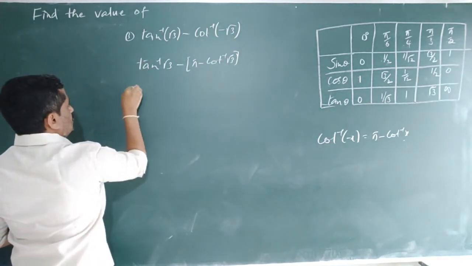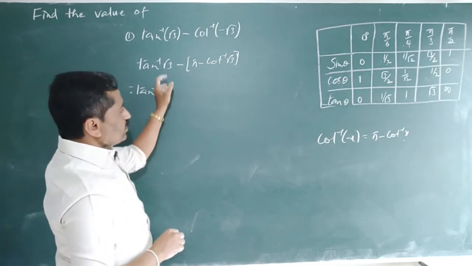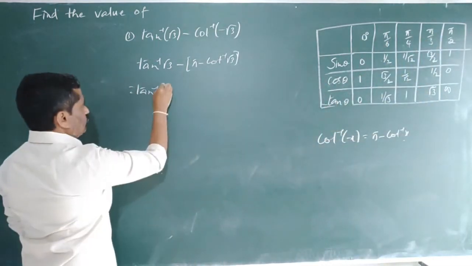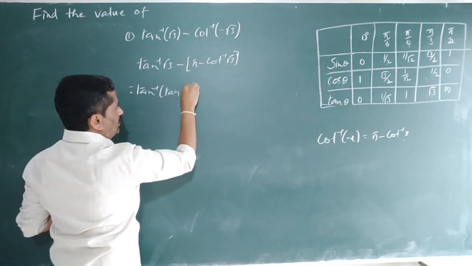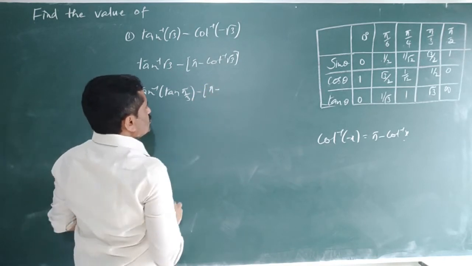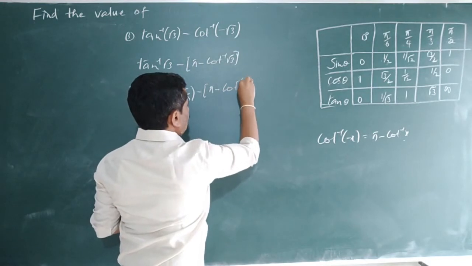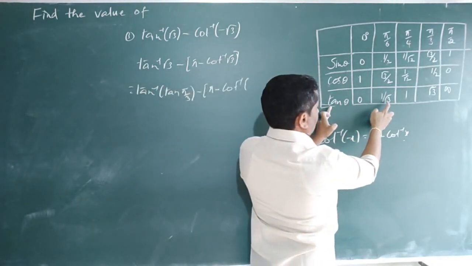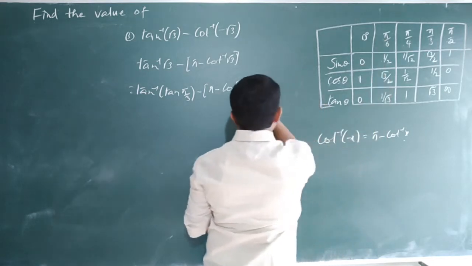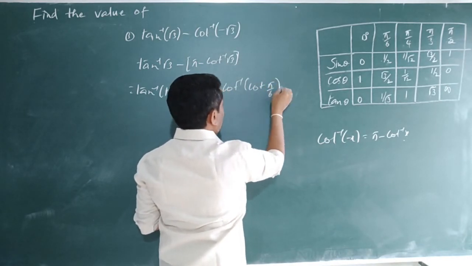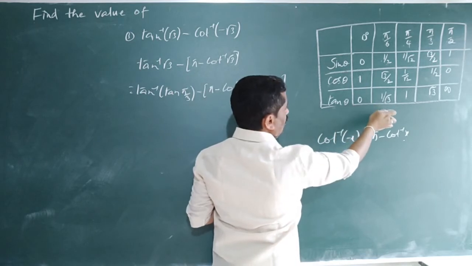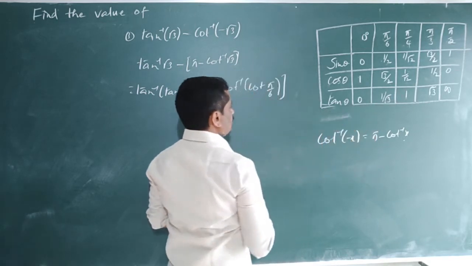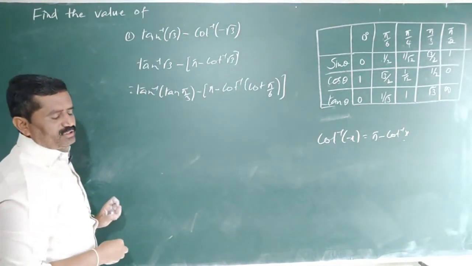Again simplification, that is equal to tan inverse of root 3, the angle whose tan is root 3 is pi by 3. Therefore, that is tan pi by 3. Again, minus pi minus cot inverse of root 3, the angle whose cot is root 3, we have cot of 1 by root 3. So the angle is pi by 6. Therefore, that is cot pi by 6. Remember children, this is tan. So what is cot? We have 1, that is root 3. So we have cot theta here, that is root 3. Therefore, the angle whose cot is root 3 is cot pi by 6.